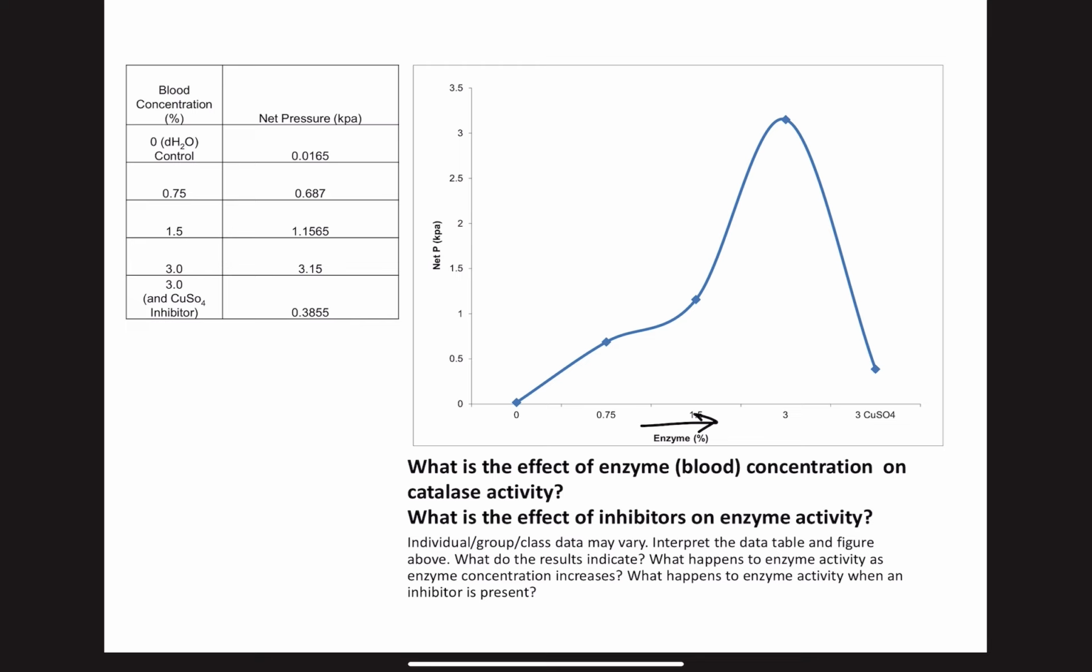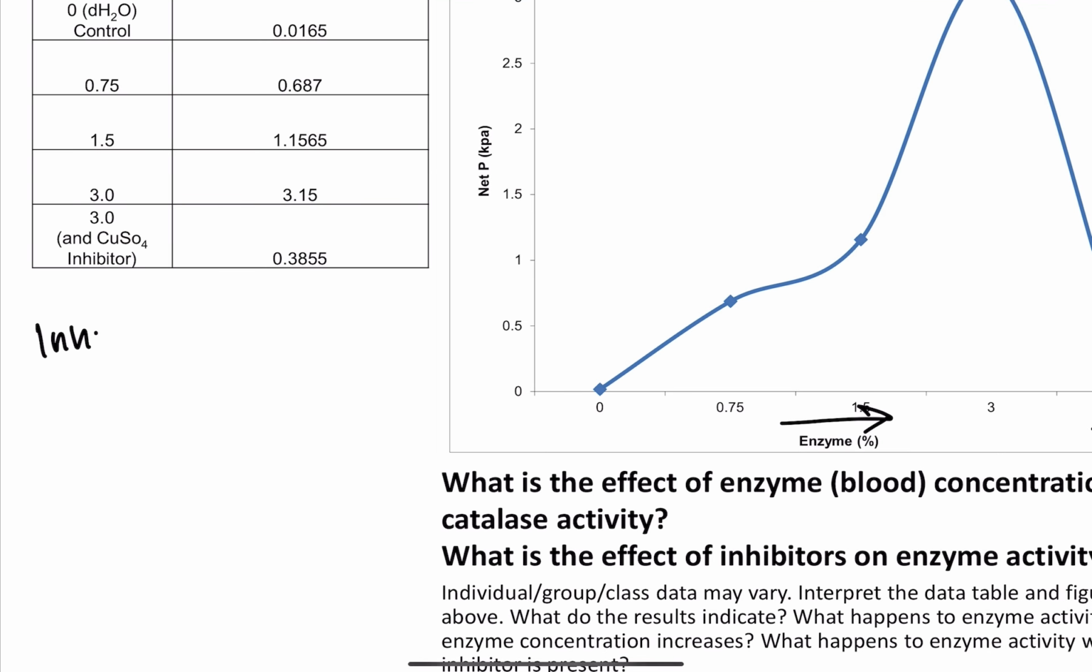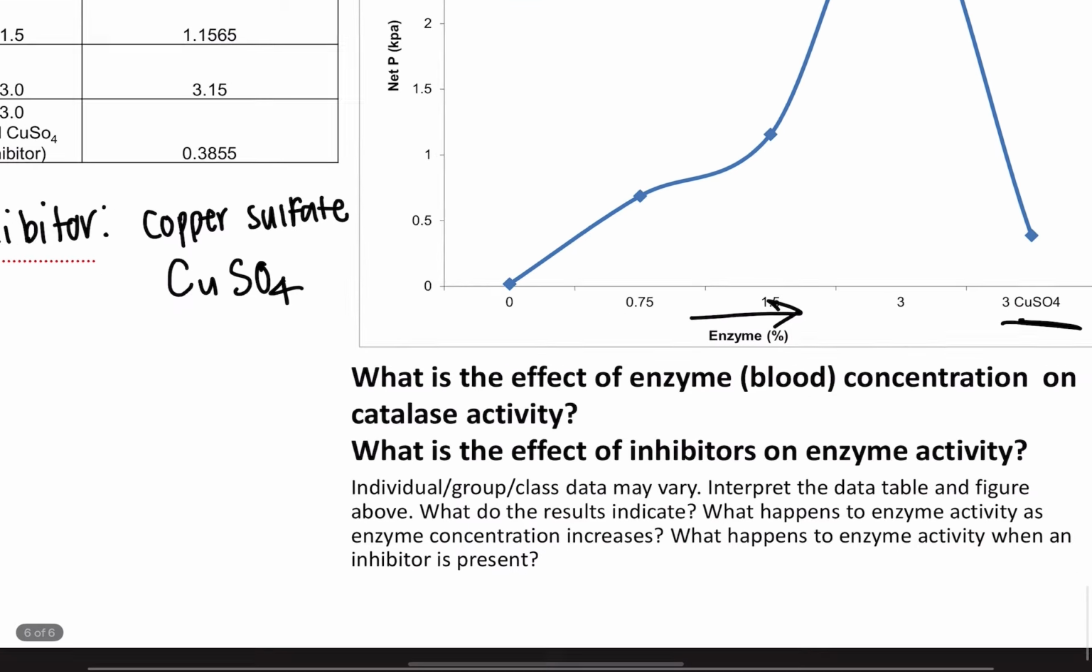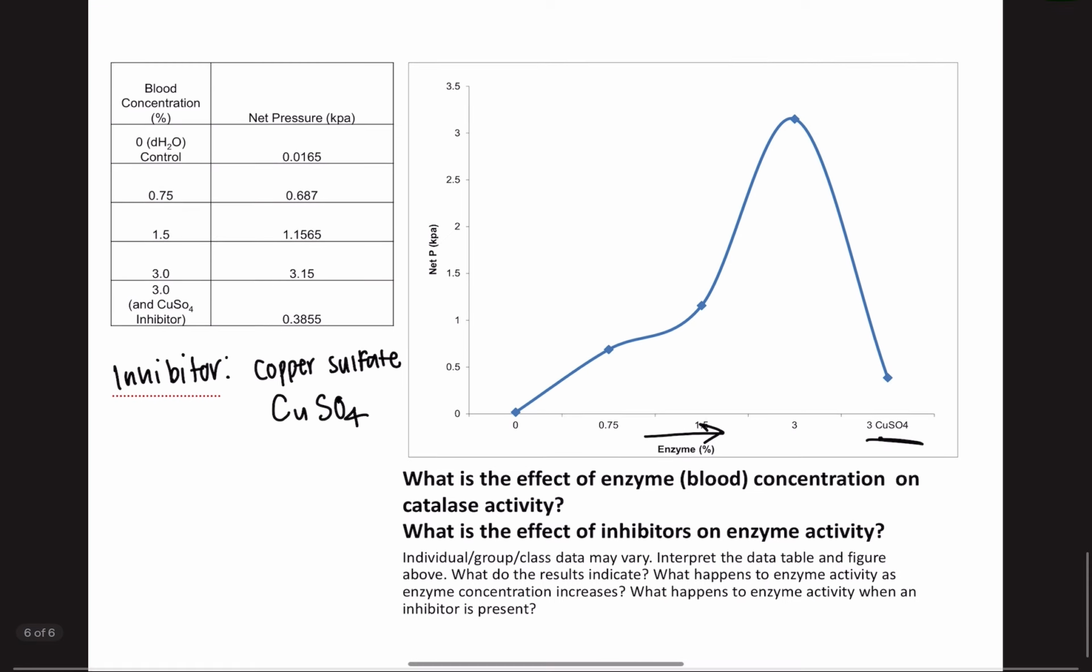And then we have the addition of copper sulfate. Copper sulfate is the inhibitor that was used in this experiment. I think it would be wise that you guys remember that the formula for copper sulfate is CuSO4. So, our experimental control was set up without any enzyme or substrate added to it. And that is what gave us the baseline that allows us to compare how each condition affected the reaction.